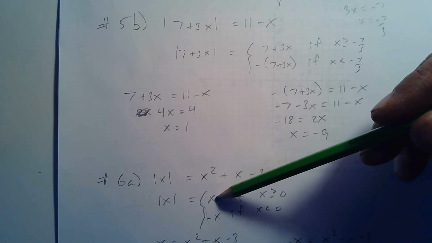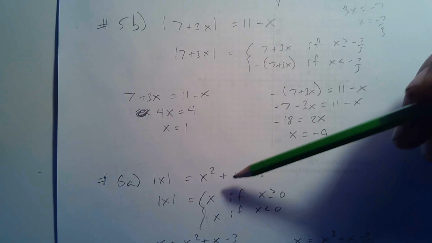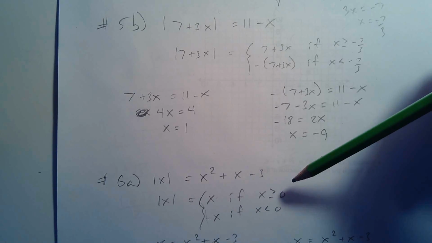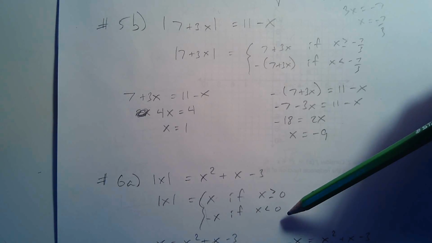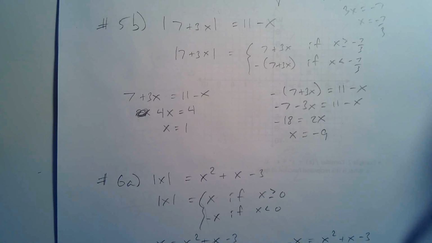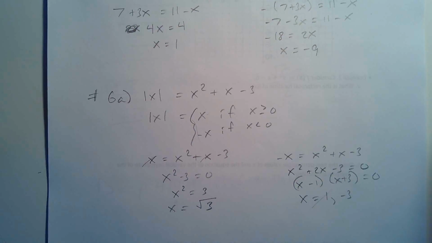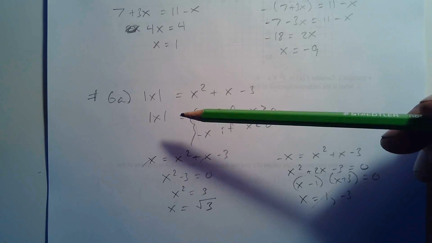It stays the way it is, or it's a negative version. So if it stays the way it is, x has to be greater than or equal to 0. If it's negative, then it has to be less than 0. So again, these are always opposite. So solve both of those. Okay, so this is the first one.